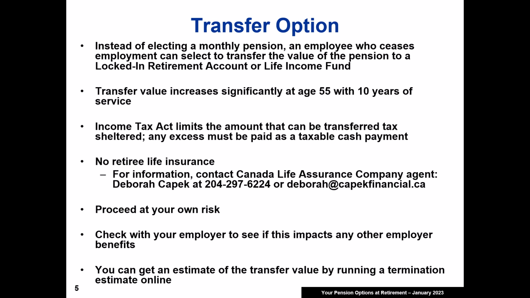The Income Tax Act limits the amount that can be transferred on a tax-sheltered basis. Anything over and above the allowable limit must be paid as a taxable cash payment. If you have RRSP room available, you may apply to the Canada Revenue Agency for permission for us to withhold less taxes at source. This application form is called a T1215 form and can be located on the CRA website.